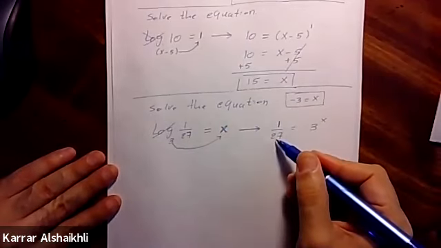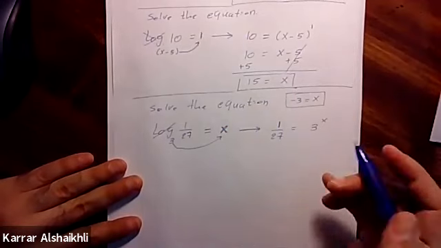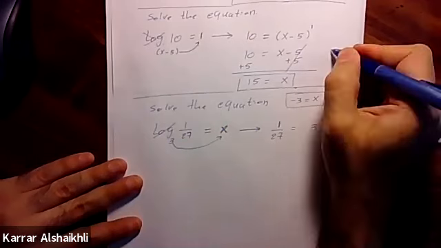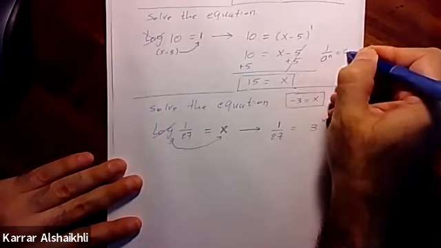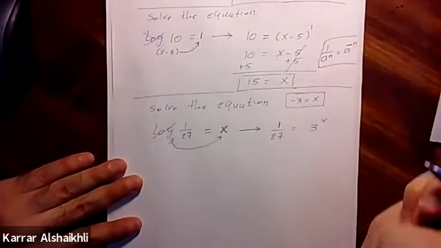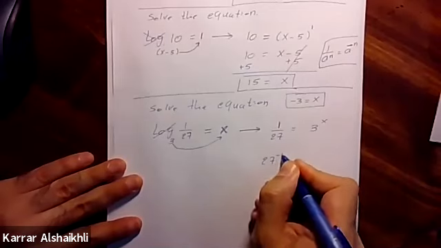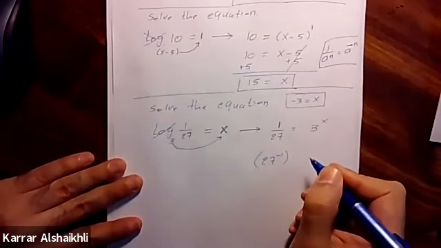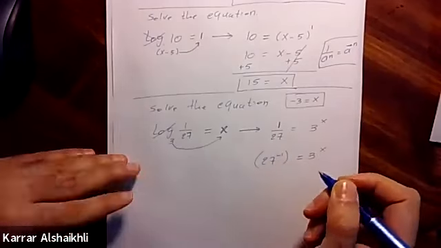Now let's move the 27 to the top by using the rule. It says if you have 1 over a number with positive exponents, it's the same thing as the number with negative exponents. By using this rule, it's going to be 27 to the -1 equals 3 to the x.